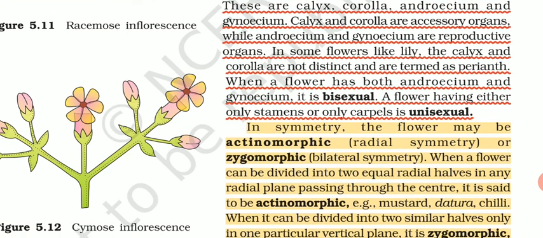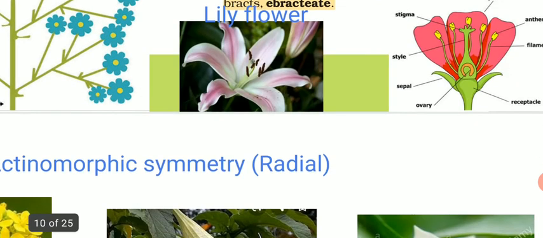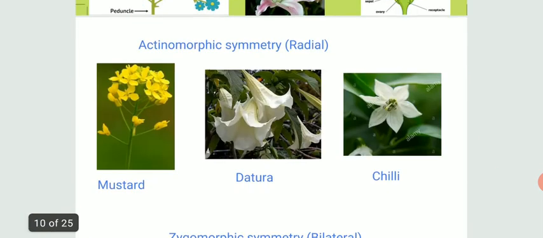We studied three kinds of symmetry in chapter number 4. Asymmetrical means there is no symmetry found, irregular in shape. Then radial symmetry, and last was bilateral symmetry. Flowers can also be found with the same cases. Let's come to the next page. So you have to remember this.